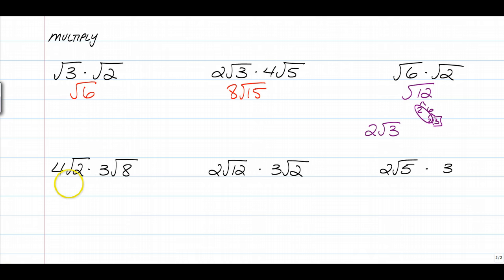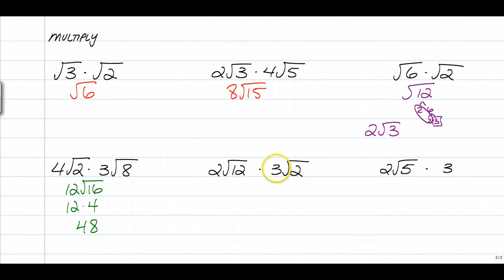So 4 times 3 is 12, and the square root of 2 times the square root of 8 is the square root of 16. We know the square root of 16 is 4, so this is like saying 12 times 4, which is 48 for the first example. If you got that right, good job.